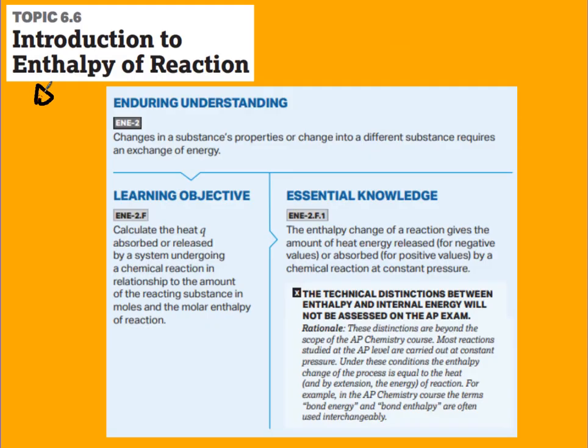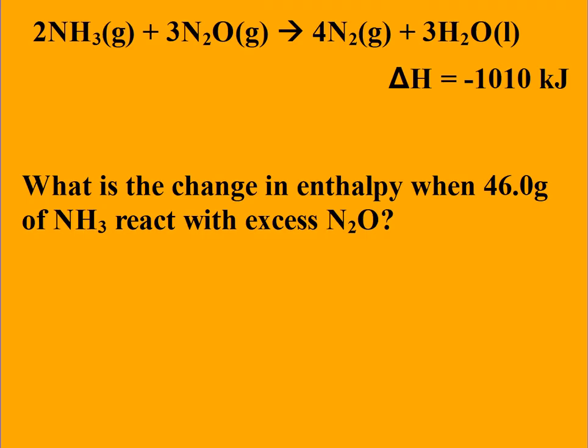So enthalpy is delta H, and we can calculate the amount of heat absorbed or released by a system when given the amount of a substance reacting in either moles or given the molar enthalpy of reaction. So what that means, here we have a balanced equation and we have a delta H. What is the change in enthalpy, or the change in delta H, when 46 grams of NH3 react with excess N2O?